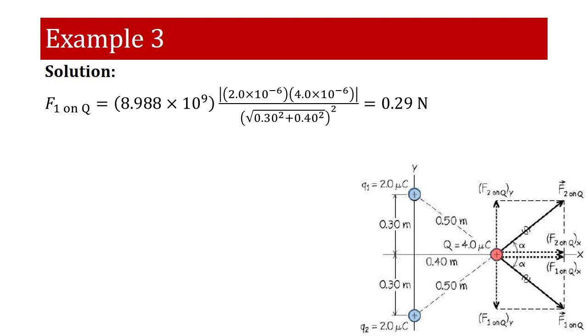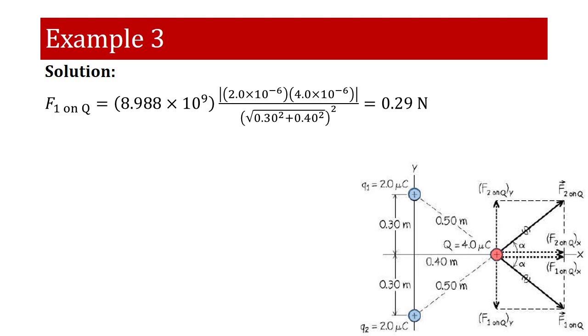So, we will solve them one by one. We first solve charge 1 to charge Q. So, F1 on big Q. Using the same formula, you have 8.988 times 10 to the 9 as the constant. Your Q1 is 2 times 10 to the minus 6. This time it is minus 6 because it is microcoulombs, meaning times 10 to the minus 6. Then, the charge of big Q is 4 times 10 to the minus 6 divided by the square of the distance.